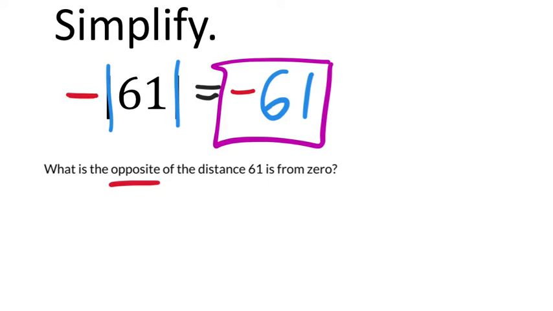Now, before I said that answers can't be negatives with the absolute values. That's only from the inside, okay? Because the absolute value is 61. That's the blue 61 there. But since the negative was on the outside of the absolute values, that's why we apply that then to the distance 61 is from 0. And we get negative 61.